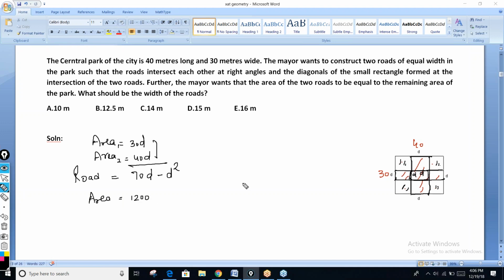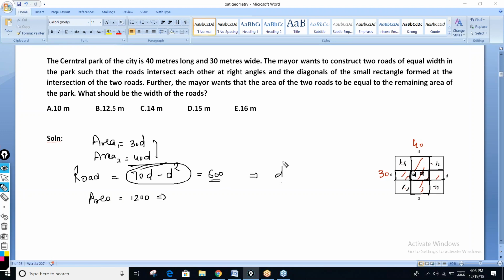So if this area is equal to the remaining area, can I say if this area is X, this area is also X? So X plus X becomes 2X and the complete area is 1200. So can I say this area and the remaining area are equal? So this area has to be 600 meter. Are you with me? Because this area is equal to the remaining area, it is half of the total area. Total area is 1200, so half of the area is 600.